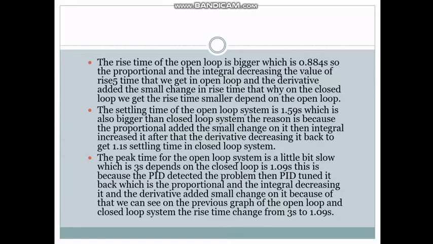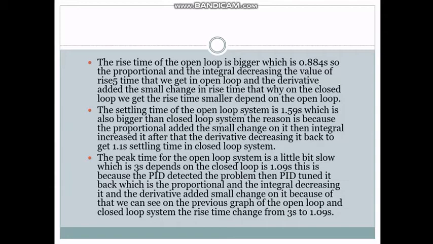What we can understand from this is that P is the past of the graph that we get. I is the present of the graph that we get, which is after we tune through PID. Then D is the future of the graph. Future of the graph means after we tune it and we get the stabilized graph.